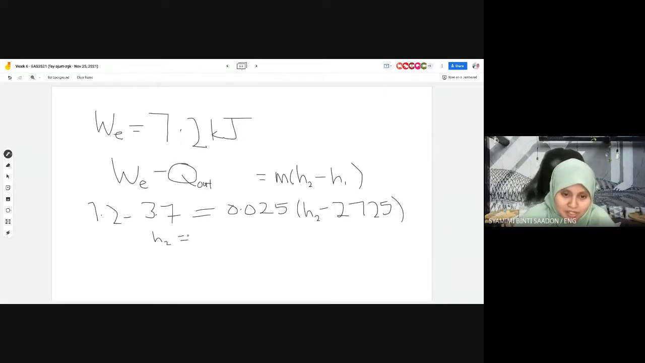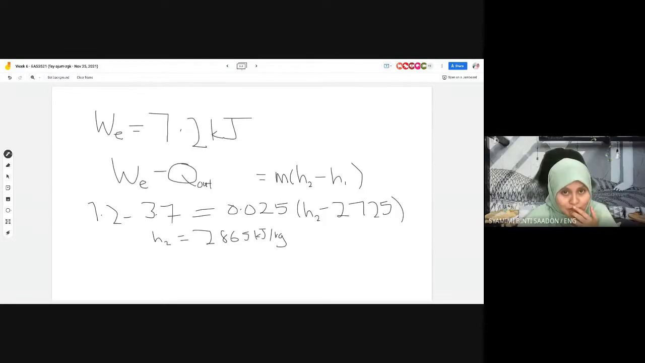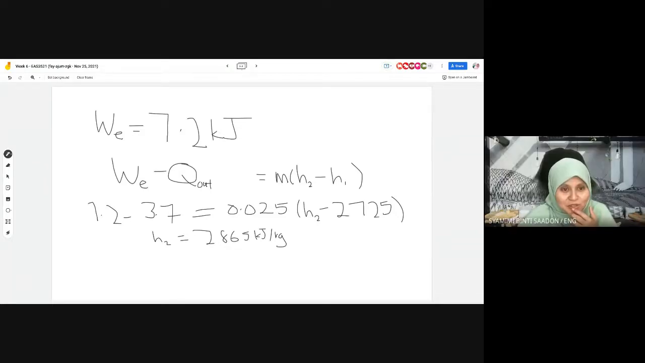Okay, around 2865 kilojoule per kilogram. Okay, you need to put the unit. Yeah, where you get 3.7? 3.7 is in the question. At the same time, a heat loss of 3.7 kilojoule occurs. Okay.